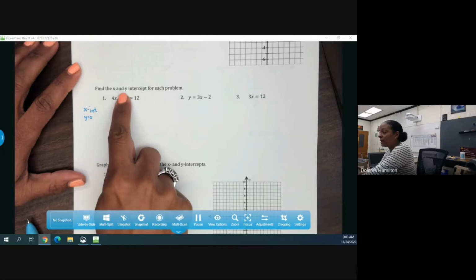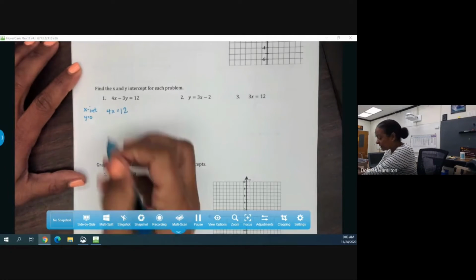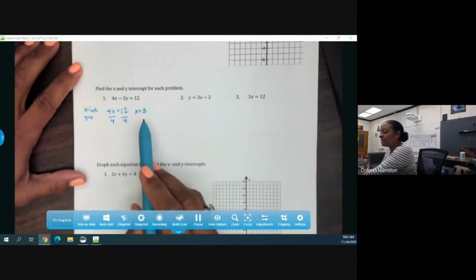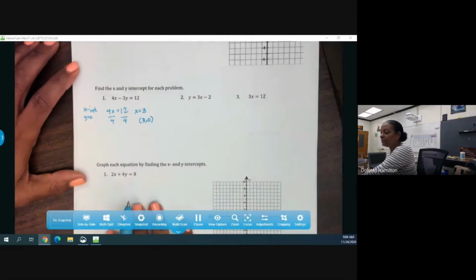So I'm looking at 4x equals 12. And then I solve for x. And I get that x is 3. Now, remember that we want to write this as an ordered pair. So I could write that as 3, 0.